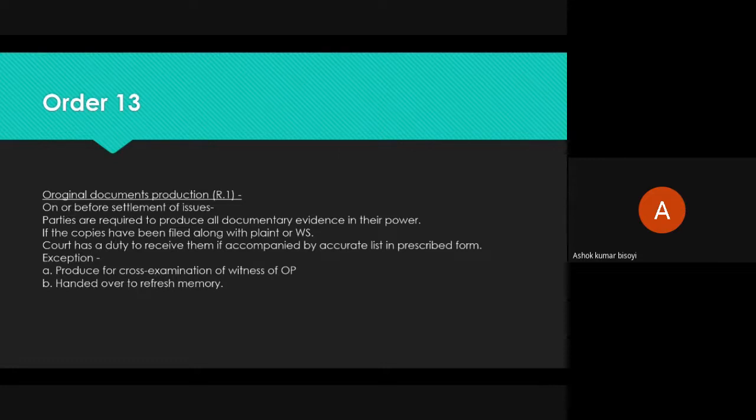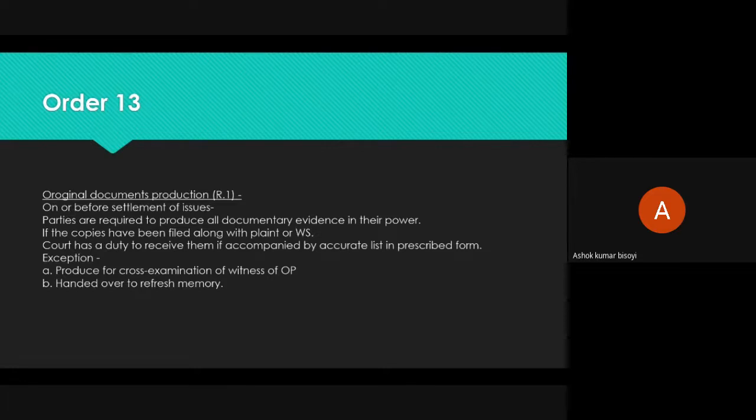Again, what can be produced even after settlement of issues? Those are the documents which are handed over to the witness to refresh the memory. Suppose a doctor is giving evidence, and he saw things in his usual course, and he may not remember everything. So if you show him a document to refresh his memory, in that case that is also fine, you can do so.